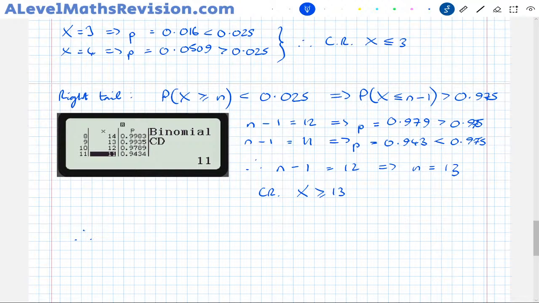Therefore, the overall critical region is the set of all x's such that x is less than or equal to 3, united with the set of all the x's such that x is greater than or equal to 13. Both those sets united would lead to rejections. So we've got two separate critical regions that we would reject at the end.